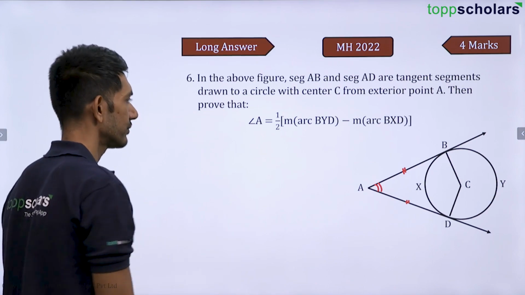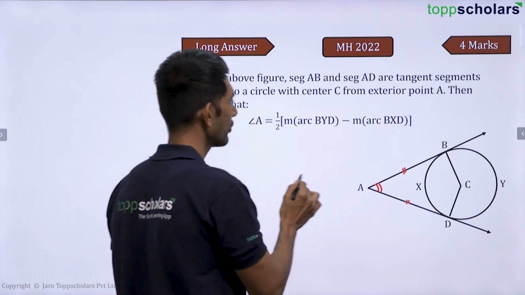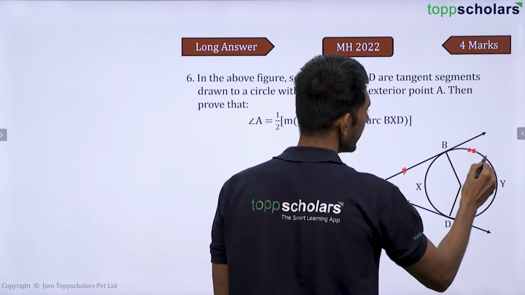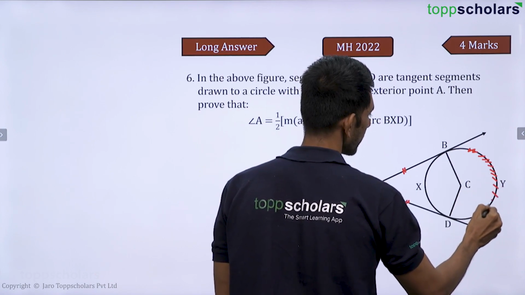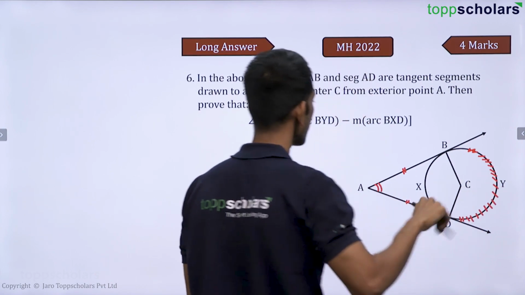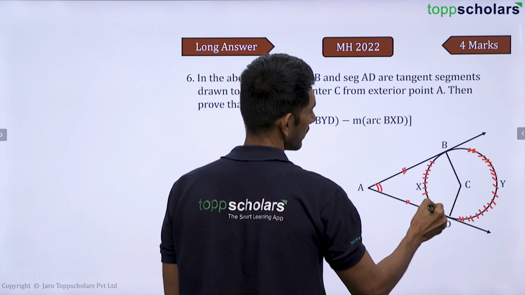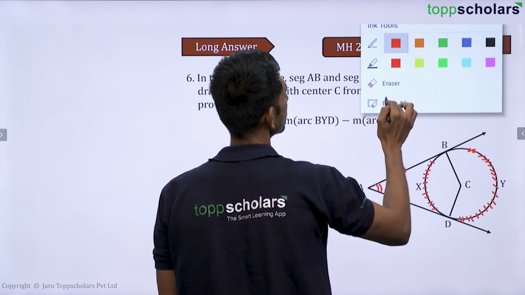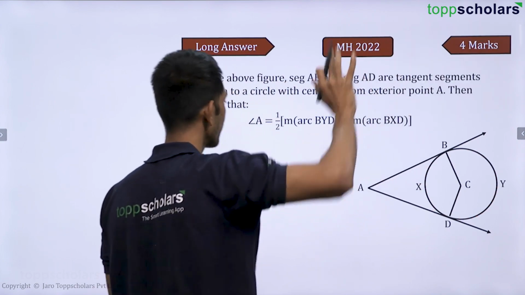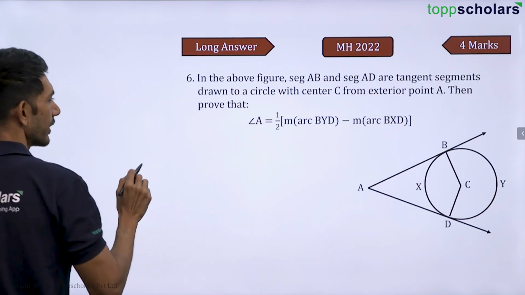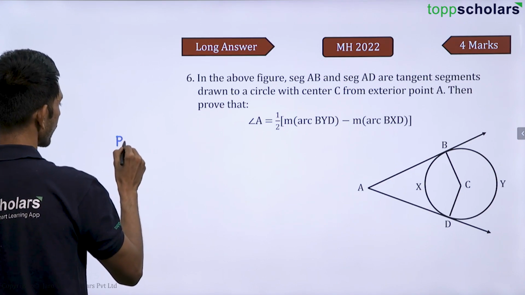is equal to half of measure of arc BYD, this is arc BYD, minus measure of arc BXD. This is what we are supposed to prove, correct? Okay, so let's begin with the proof.